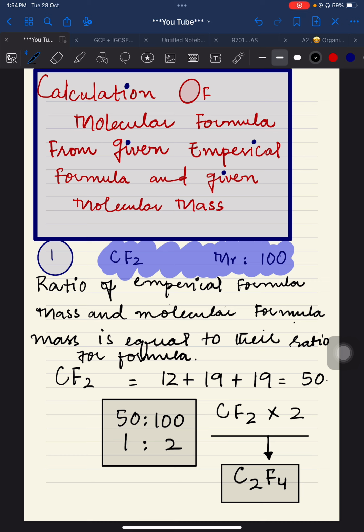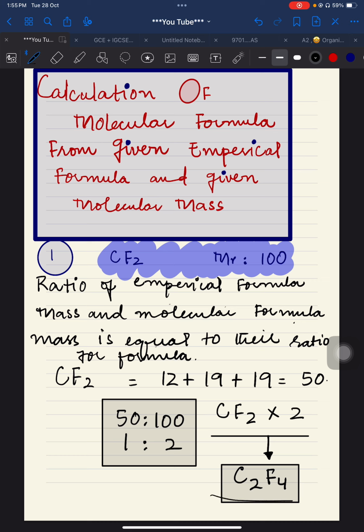Here we have the empirical formula CF2. We can calculate the empirical formula mass. Carbon is 12, whereas fluorine is 19. So 12 plus 19 plus 19 is equal to 50. What is the molecular formula mass? That is the Mr value, that is 100. What is the ratio between 50 and 100? It is 1 is to 2. It means that as the molecular mass is double that of the empirical formula mass, the molecular formula will be double that of the empirical formula as well. So we are going to multiply CF2 by 2 to calculate the molecular formula, which will become C2F4.